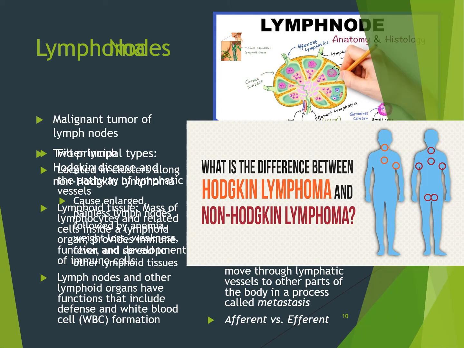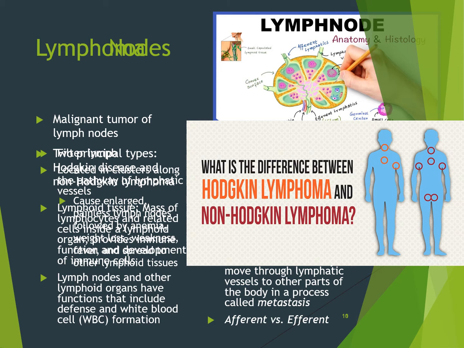Lymphoma is typically a malignant tumor of the lymph nodes. Sometimes it can be benign, but that is really rare. There are two principal types, Hodgkin's disease and non-Hodgkin's lymphoma. And really the difference is where they develop. Hodgkin's lymphoma develops in lymphocytes called Reed-Sternberg cells, and non-Hodgkin's develops in B lymphocytes, T lymphocytes, or natural killer cells. They basically have the same type of symptoms.